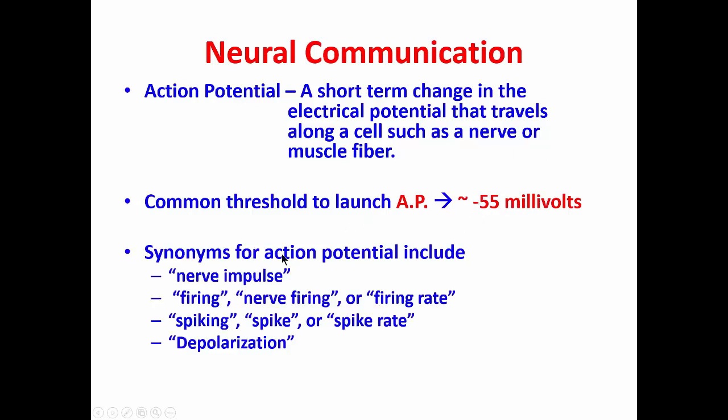We have some synonyms also for the action potential. These are called nerve impulses. We refer to this also as firing of the neuron, nerve firing rate. We call it spiking, a spike or a spike rate. We also refer to it as a depolarization in contrast to the polarization that we had for the resting potential.